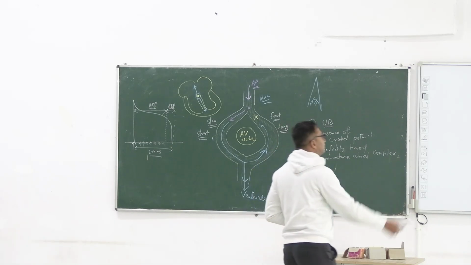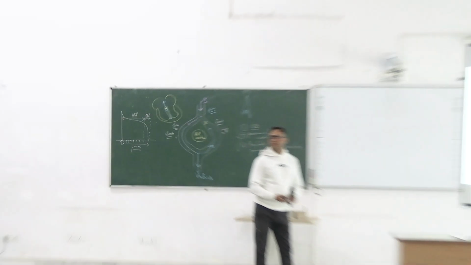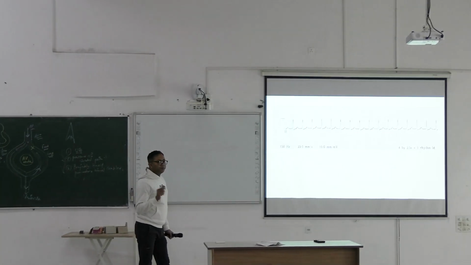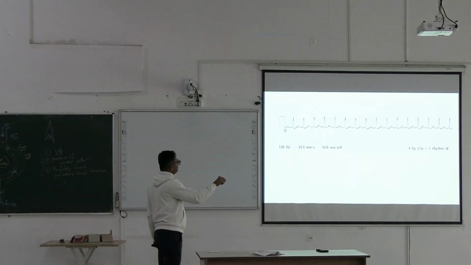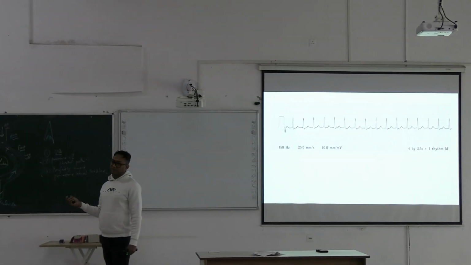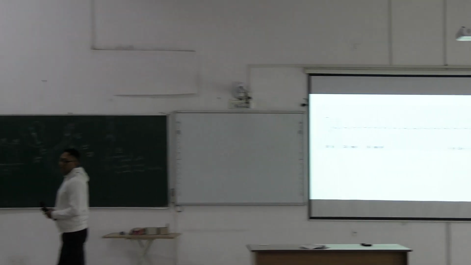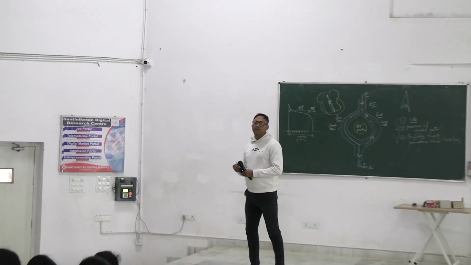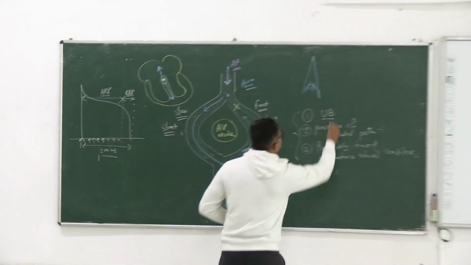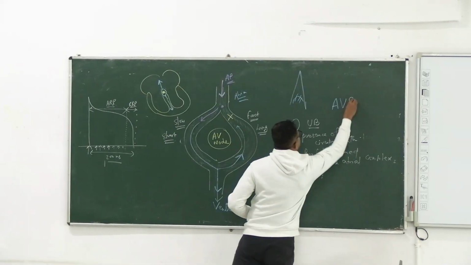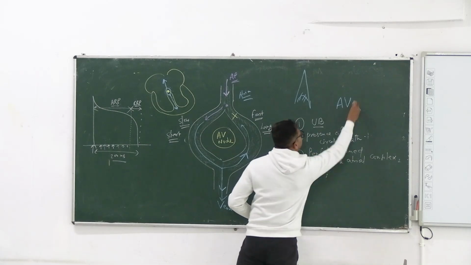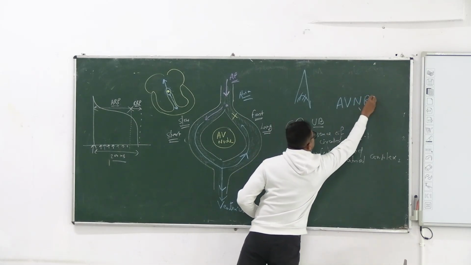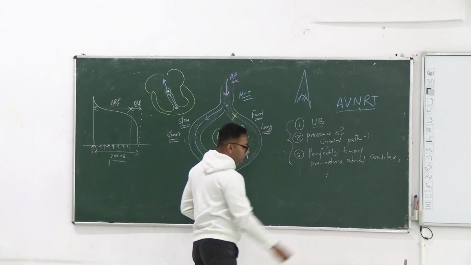Okay? See. So in this ECG, there is no P wave. What you find is QRS T, QRS T, QRS T, QRS T, no P. Correct? It is called AV nodal reentrant tachycardia, or AVNRT.